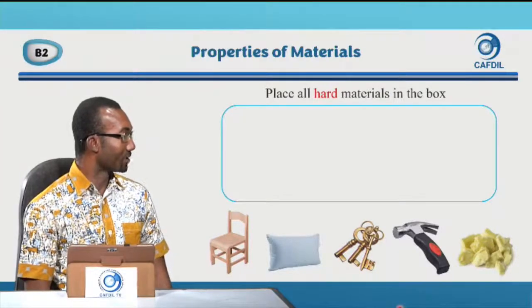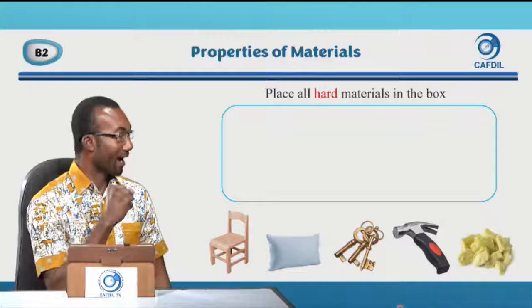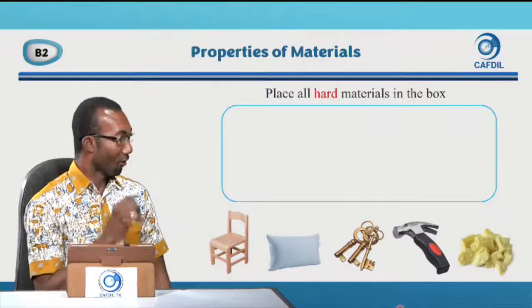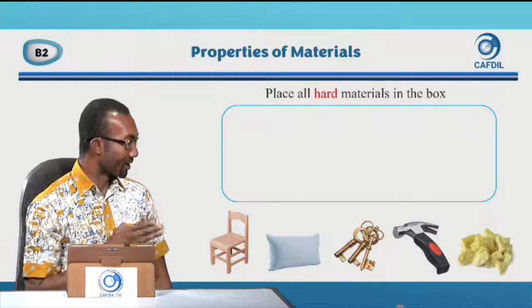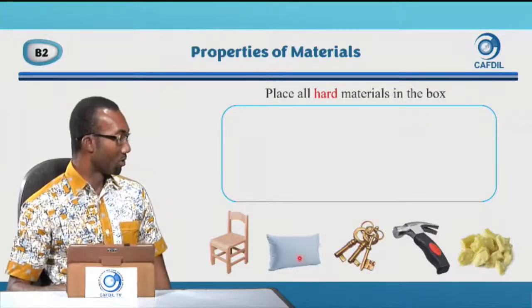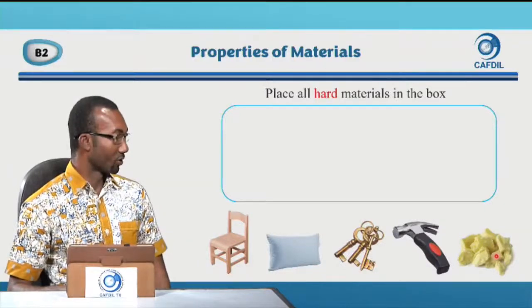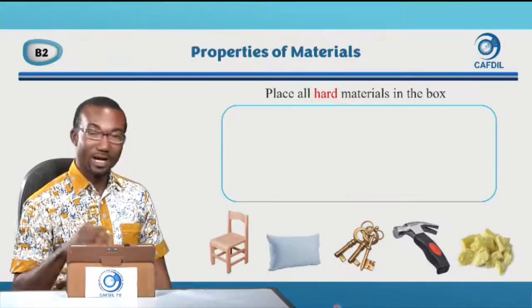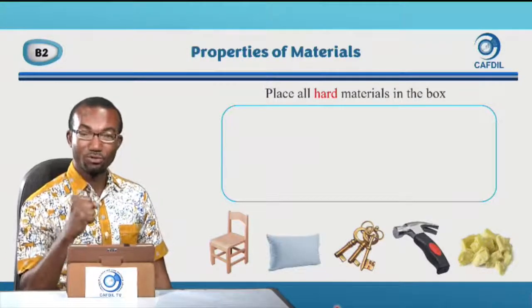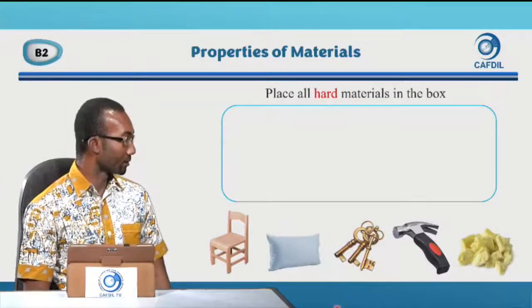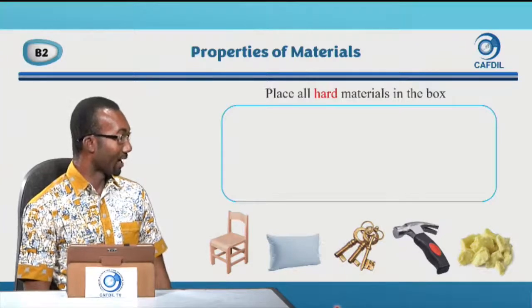Now let's continue. We have another group of objects here, and the instruction is that we are to place all materials that are hard in the box. We have a chair, we have pillow, we have keys, we have hammer, we have share better. So we are placing materials that are hard in this box. The hard means that they are very difficult to break. So let's start. Hard materials.